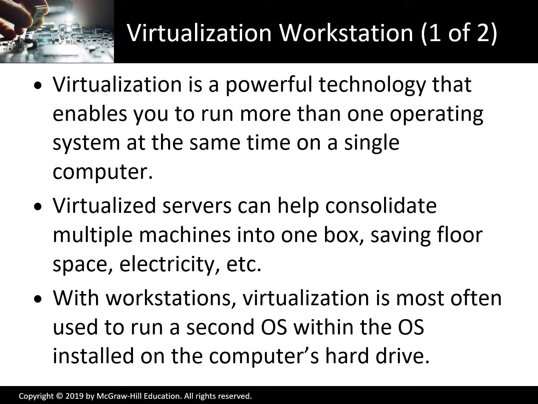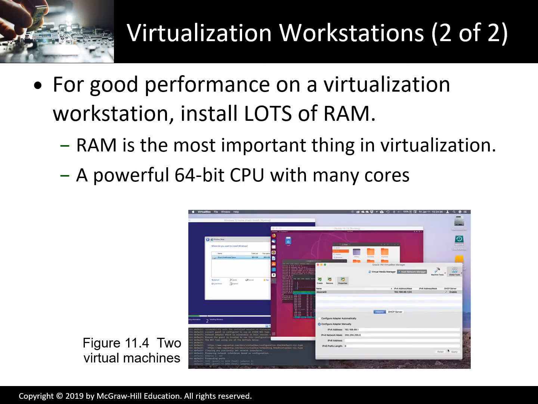For instance, our cybersecurity classes let you do things that you wouldn't want to do on a normal computer or normal network. With workstations, virtualization is most often used to run a second operating system within the installed hard drive and operating system. For instance, we're going to be doing Ubuntu running on Windows. It should be a lot of fun. Now, for virtualization, you need good performance, lots of RAM, and a fast microprocessor. And in fact, for most of the higher-end things, it's all going to be the same. Lots of RAM, lots of hard disk space, fast processor, high-speed internet.